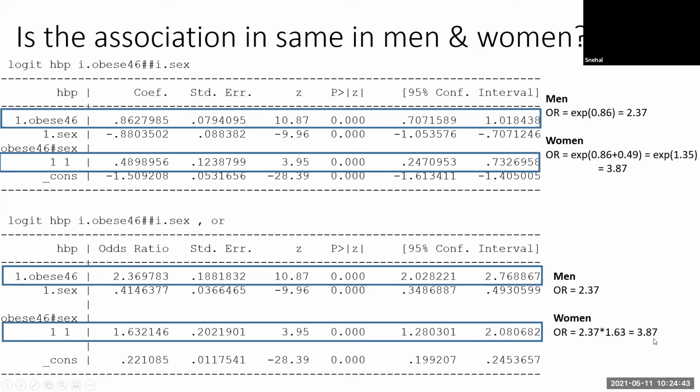Okay, so it's just, again, emphasizing the importance of knowing what scale you're getting your results out on, because if it's on the log scale, you have to add things together and then exponentiate. If it's on the odds ratio scale, you just multiply things together. So you need to understand what you're fitting and what's coming out in order to interpret it correctly.